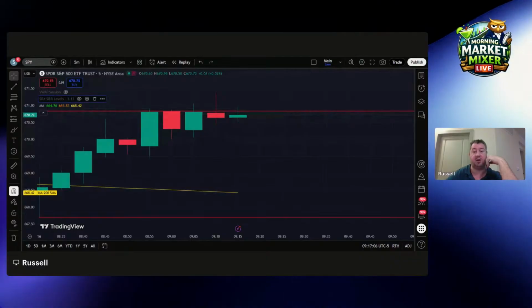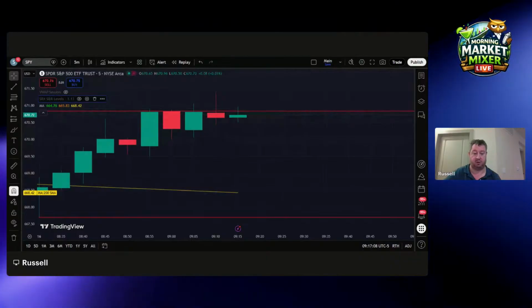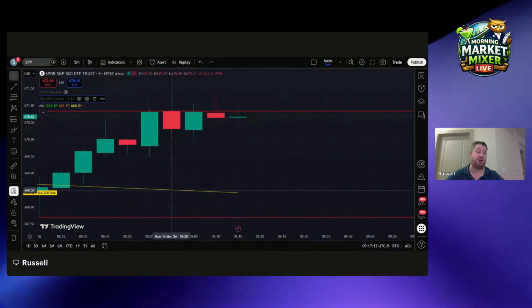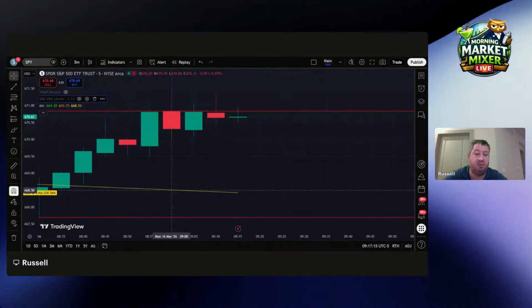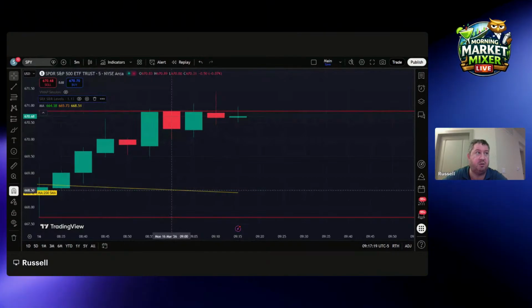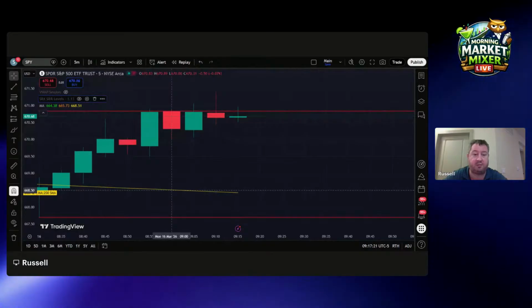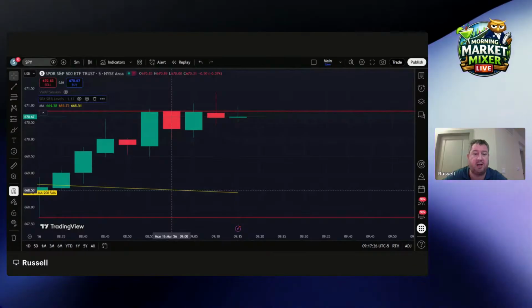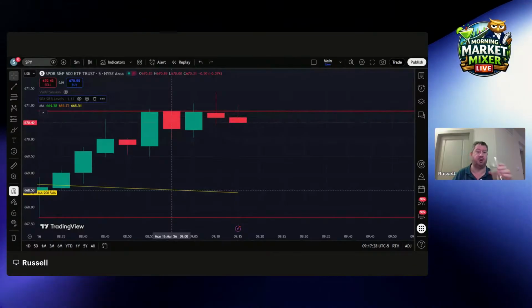All right. Let's see. If we don't get a close in the next few minutes, it doesn't look like that data is changing much here. But again, we're just wicking above that opening range.